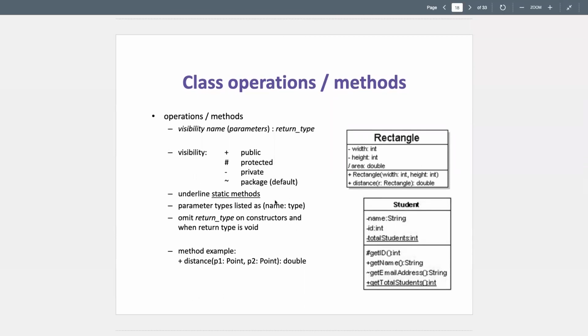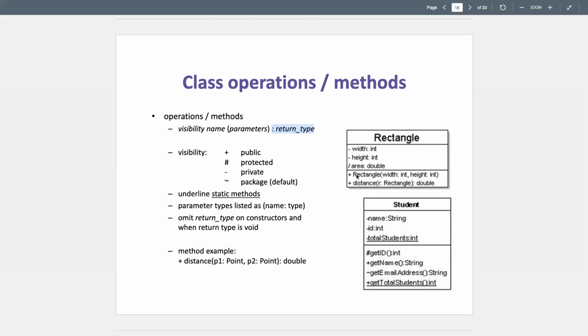Okay, so pretty much same goes for a method. Here I'll have the method name, followed by the parameters, followed by a return type. So it's pretty much the same as what you'll see in the code. The only difference is the return type comes after.